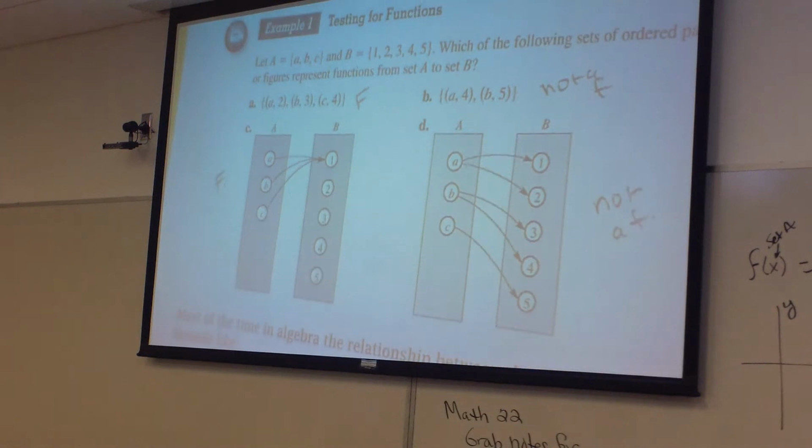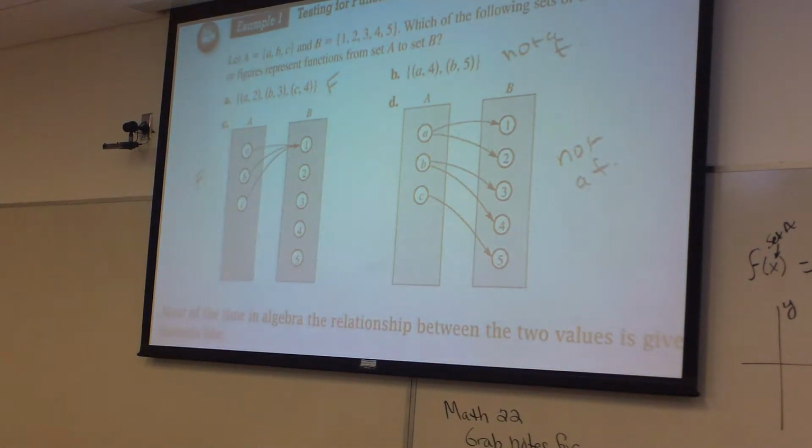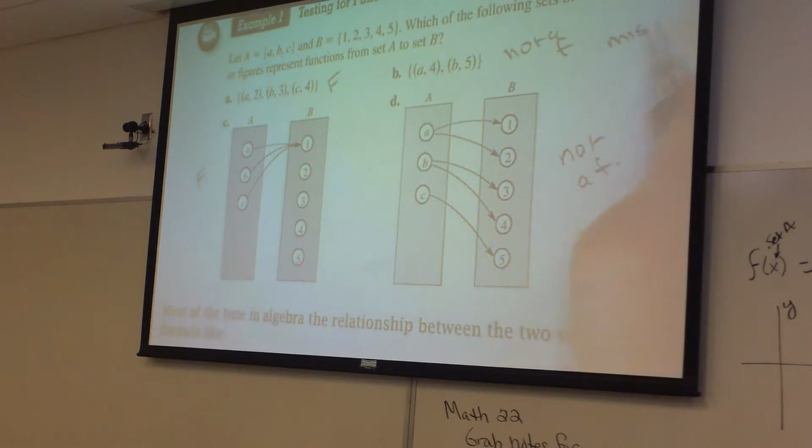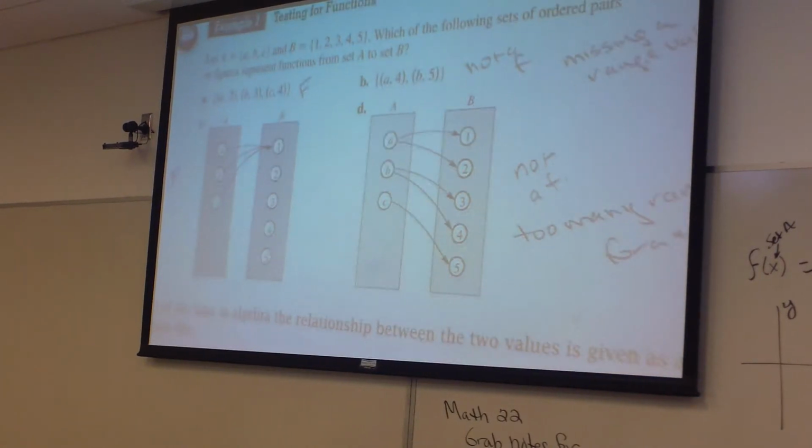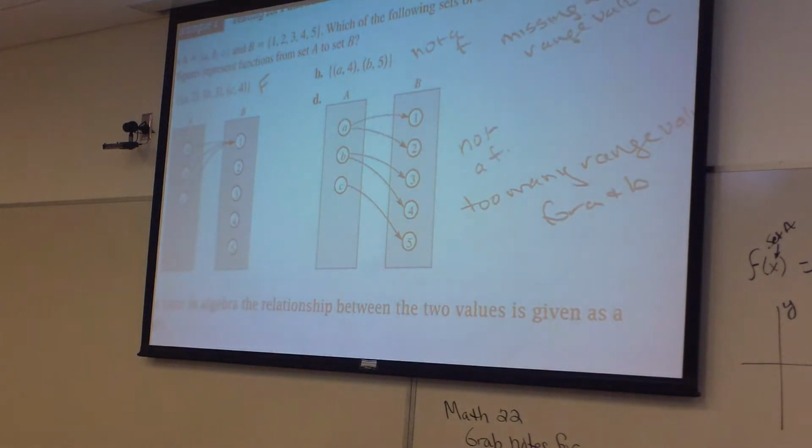You've got to know for every single domain value what the matching range value is. And I don't know. They didn't give me one for C. So the reason this is not a function is it's missing a range value for C. That's the problem here. For this one, it has too many range values for A and B. It's okay for C. I know what's going on with C. So you don't want to have a missing value and you don't want to have too many values. Otherwise, it's not a function.